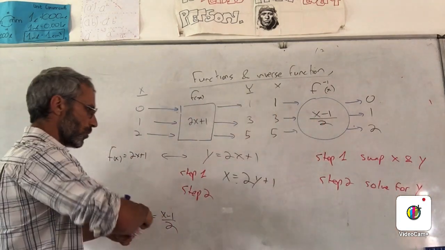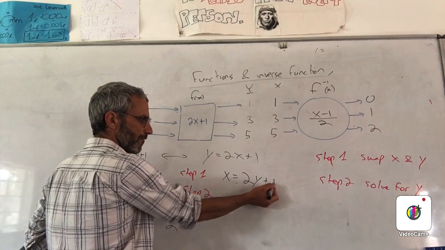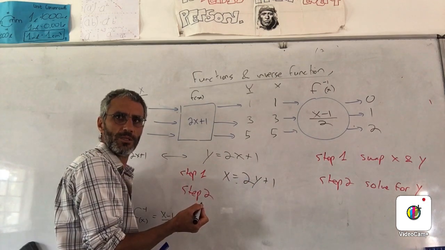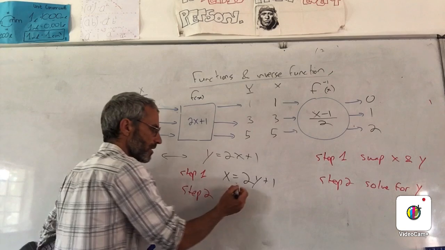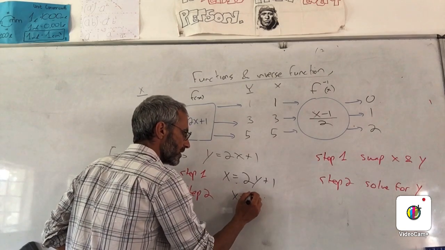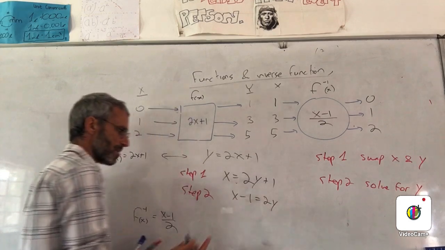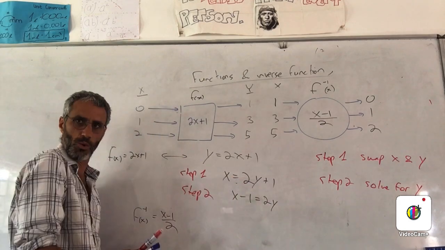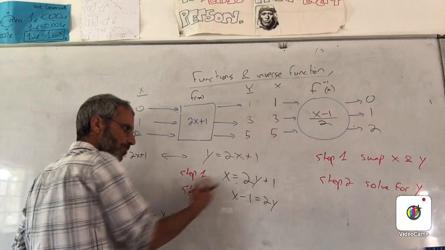Okay, so we're going to write that. How do I find that? First step, I'm going to minus the 1. So x minus 1 equals y. You know what I mean when I say solve for y? Find out what y is equal to. So I move the 1 to the other side.